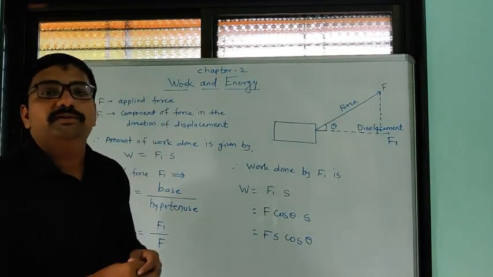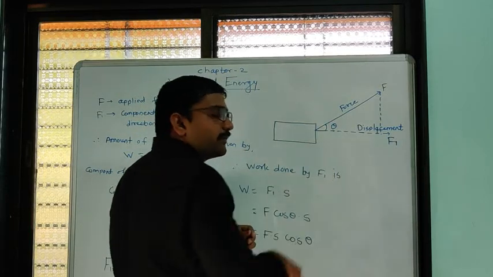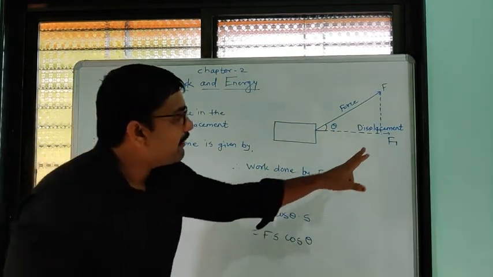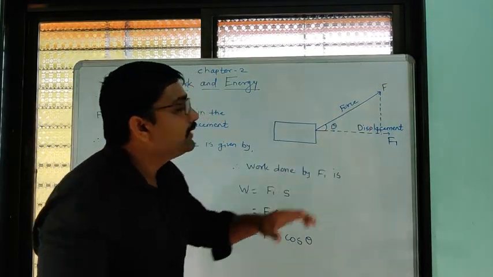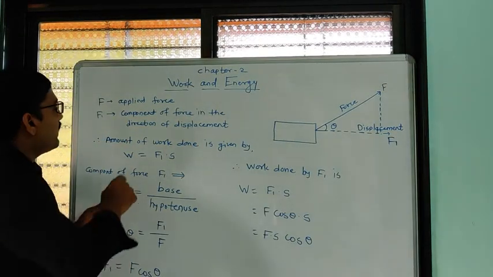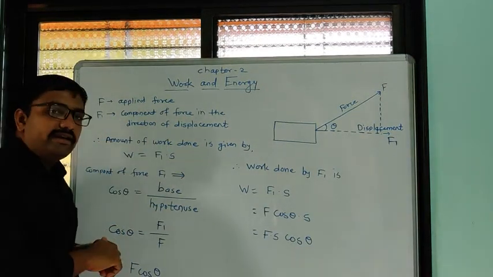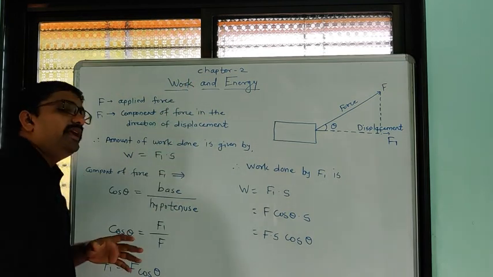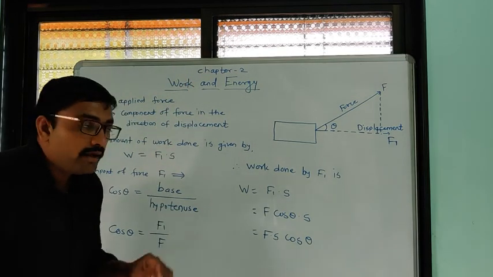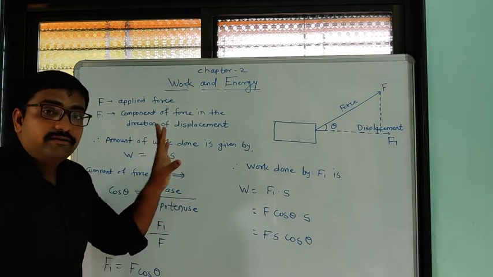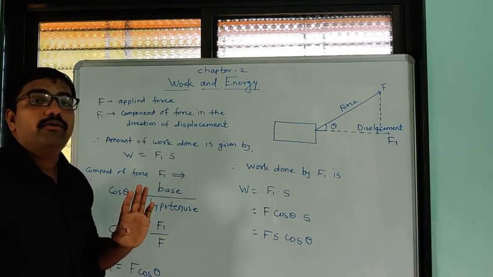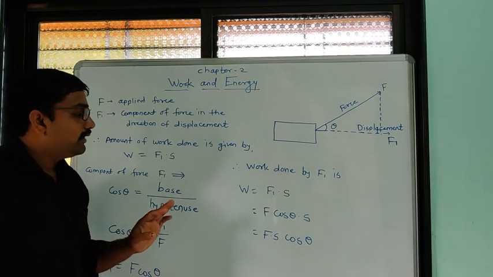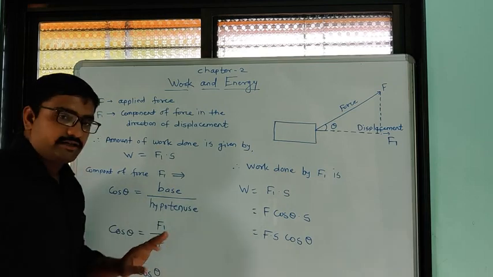Some part of this force acts in this direction, so that force we call F1. F1 is a component of force F in the horizontal direction, or the direction of the displacement. We have to understand this figure, and by using that, we will go forward to some derivation.